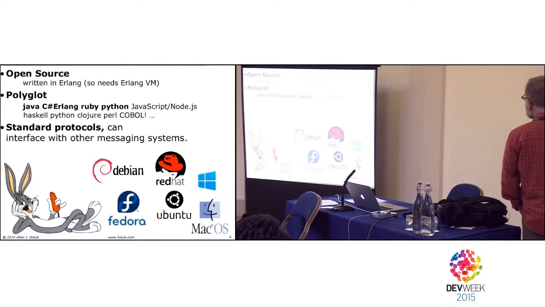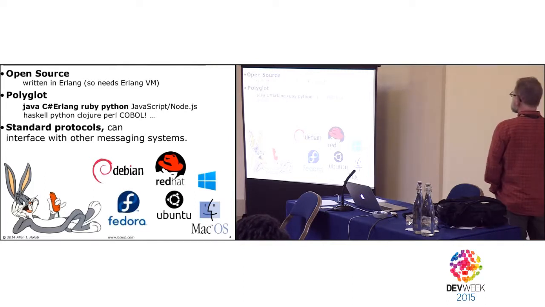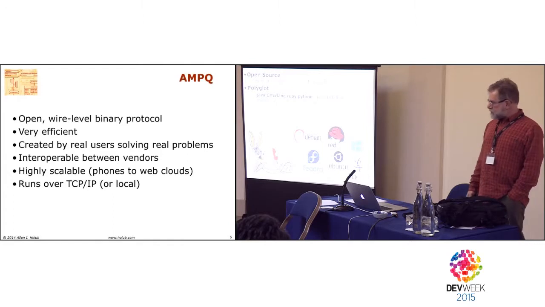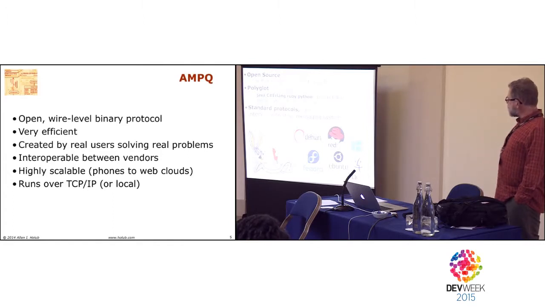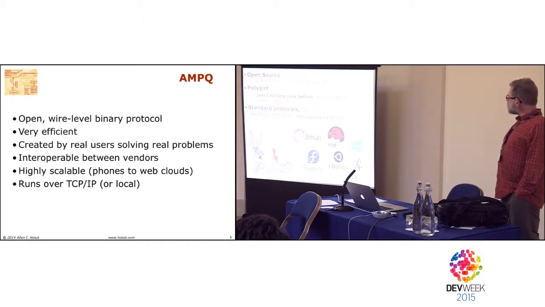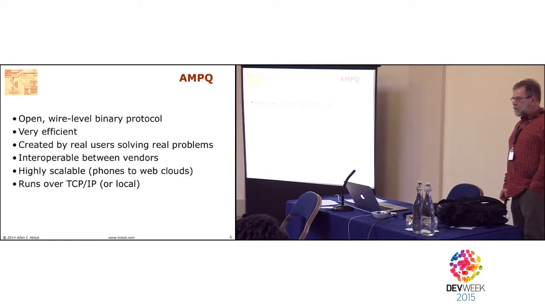deal. It's polyglot in the sense that there are a gazillion bindings into Rabbit. Just about any language that you can imagine can talk to Rabbit, from JavaScript to C#. And it does use a standard protocol. It's built on AMQP. We'll talk about that in a second. So AMQP is a binary wire protocol. It's very efficient.